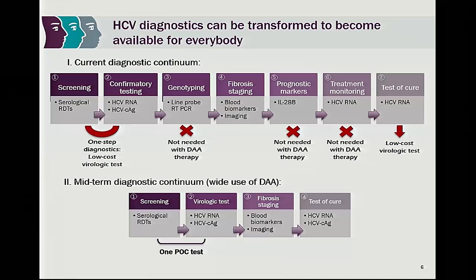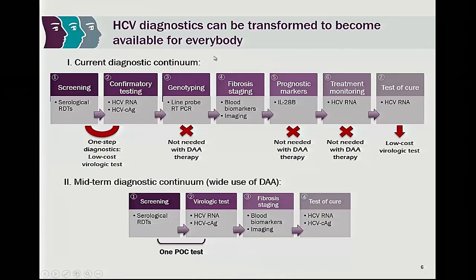And even if we have to accept that some of the genotype 3 patients will have a lower cure rate than the others, a public health approach would support that, because if you get more patients diagnosed and onto treatment, it makes sense to do that. And if you can do that only with a simplified algorithm in these low and middle income countries, then that's what we need to do.